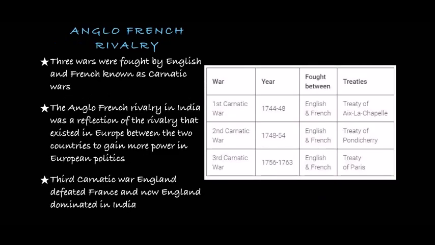Anglo-French rivalry. The struggle between English and French in Europe was competition to increase their influence in European politics. Their rivalry in India was a reflection of the competition in Europe. 3 wars were fought by the English and French, known as Carnatic Wars. In the Third Carnatic War, England defeated France, and England now dominated in India.